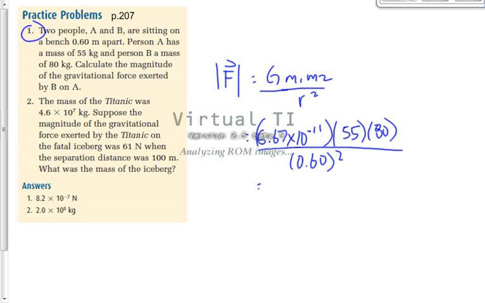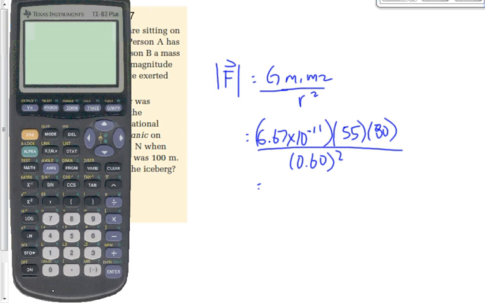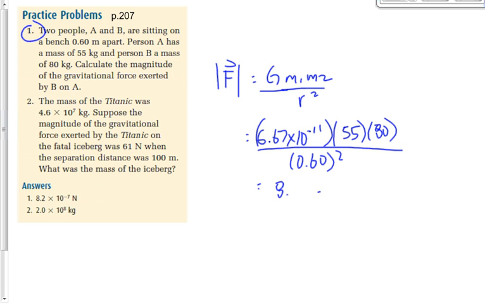Let's pull out the calculator to do this as a group here. Let's say 6.67 times 10 to the minus 11, EE, which is 10 to the minus 11, times 55 times 80, or times 80 times 55, divided by 0.6 squared. 0.6 squared, there we go. Works out to be 8.15, or 8.2 times 10 to the minus 7 newtons.